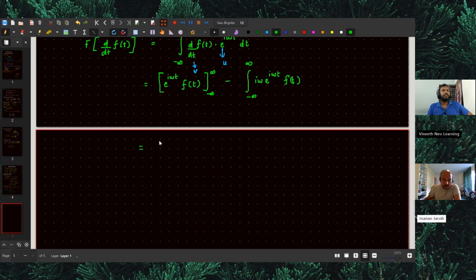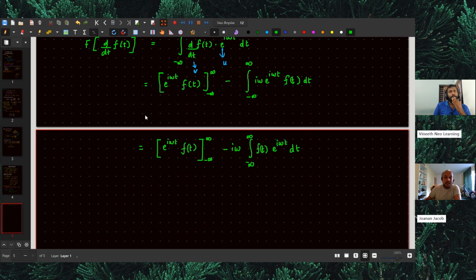Now let's rewrite this: e raised to i omega t times f of t from negative infinity to infinity. Now this i omega is a constant, so I can take it outside. There's a dt here: the integral of f of t e raised to i omega t dt. As I said earlier, at negative and positive infinity, f of t becomes 0, so this whole boundary term will amount to 0.